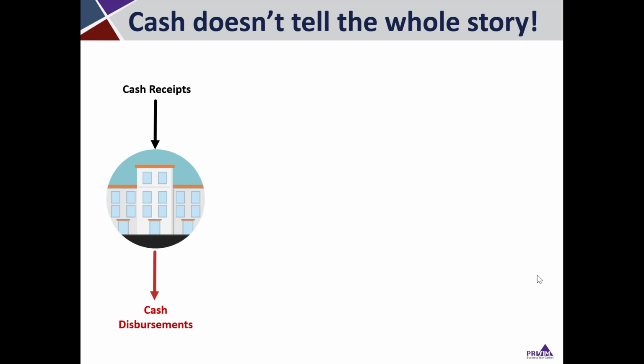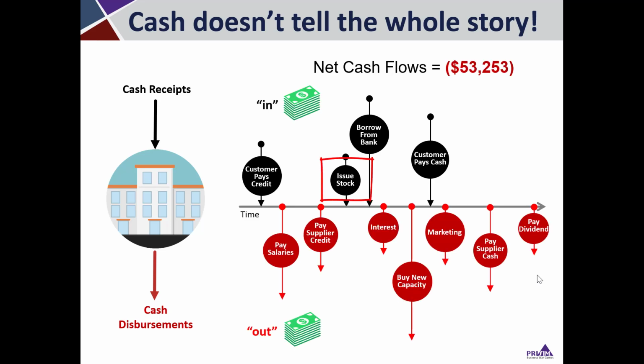Let's talk about what cash really tells you and what it doesn't tell you. Let's say that you have a company, and as you run it over a period of time, some cash flows in and some cash flows out. You issued stock, which brought some cash in. You sold some stuff, borrowed money from a bank, and cash came in from all those activities. And let's say in the same period that you paid salaries, you bought a new plant, you did some marketing, and cash went out from those activities.